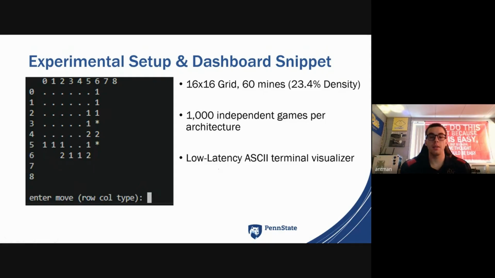To test these 5 architectures, we ran a massive automated benchmark. We simulated 1,000 independent games per agent at an expert level density of 23.4% on a 16 by 16 grid. To process these 5,000 total games efficiently, we utilize a low latency terminal visualizer, as shown here, that maps the NumPy arrays directly to ASCII characters, allowing us to observe the agents in real time. Storm will now reveal the quantitative result of this benchmark.